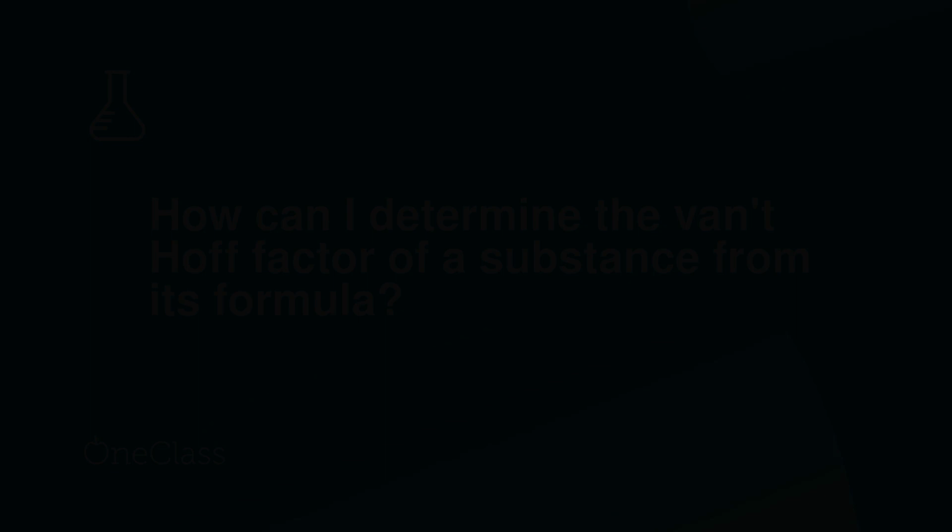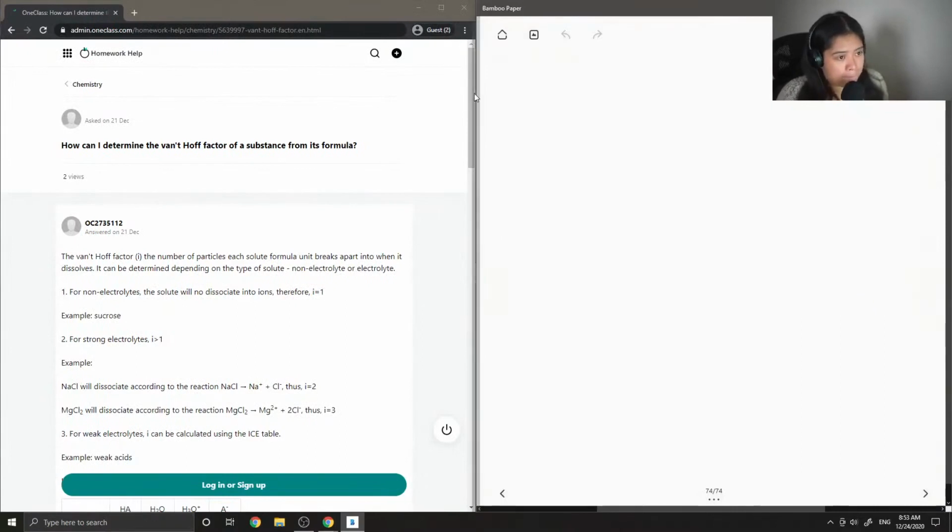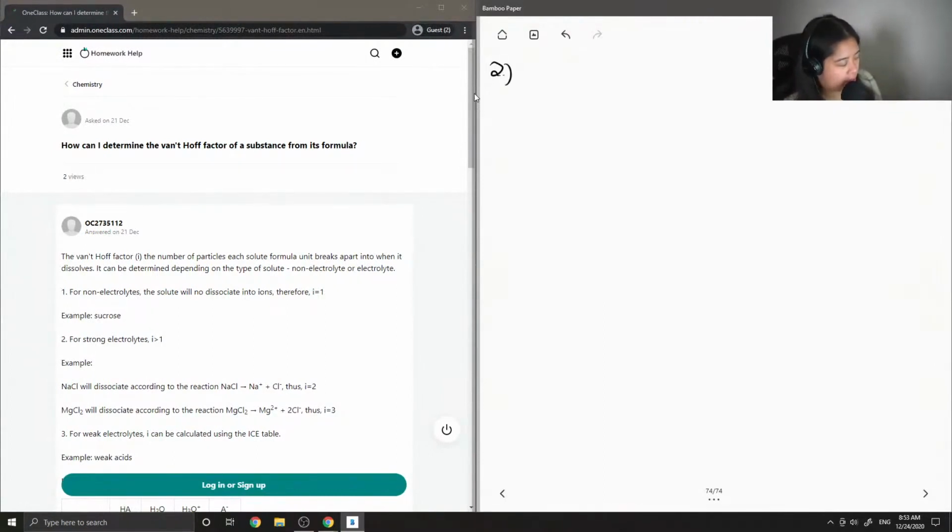Okay, so on to question 2. How can I determine the Van't Hoff factor of a substance from its formula?